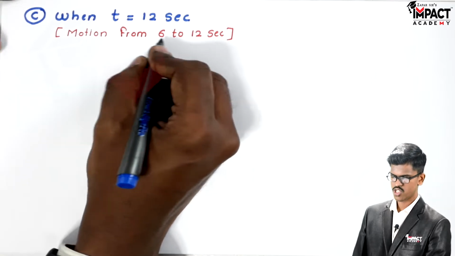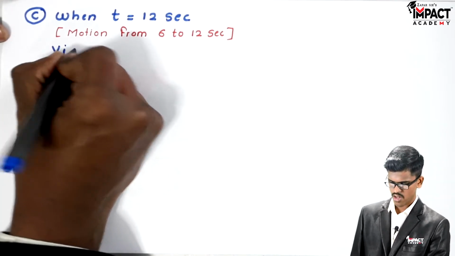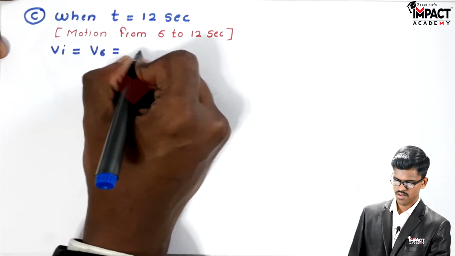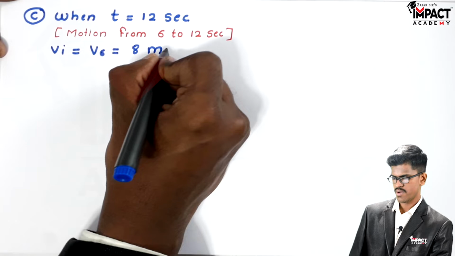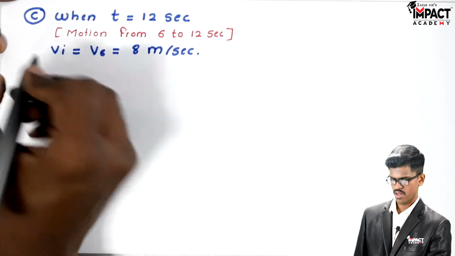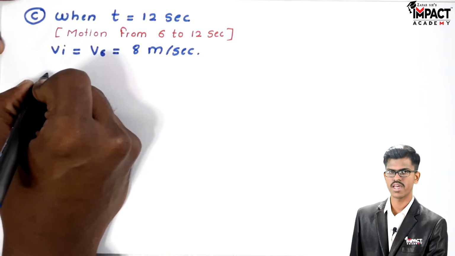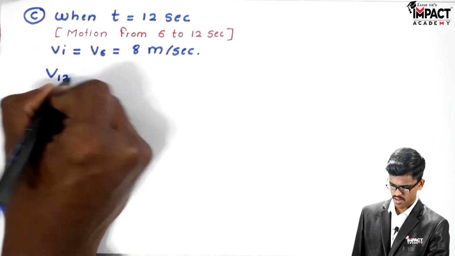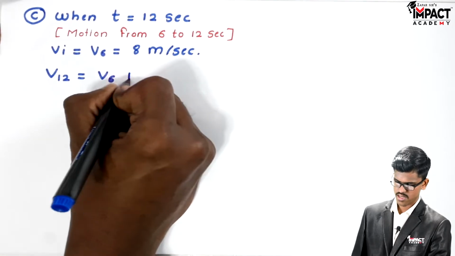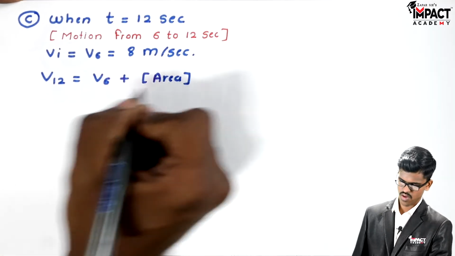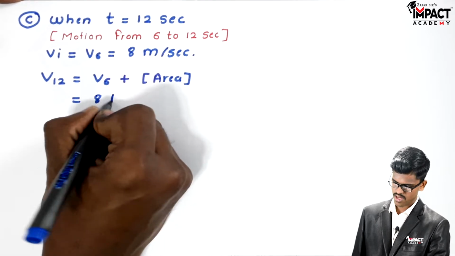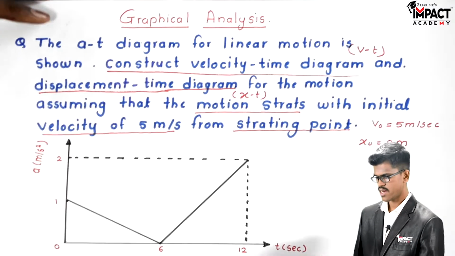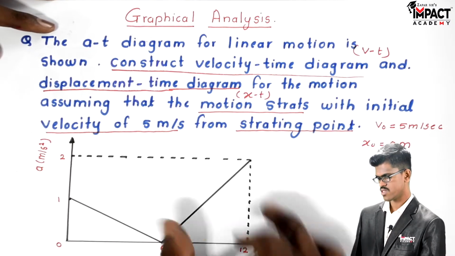So for motion from 0 to 6 seconds, initial velocity will be v6, not v0. Initial velocity will be v6, which we get as 8 meter per second. Then we use the formula that Vf is equal to Vi plus area under the curve. So V12 is equal to V6 plus area. V6 is 8, and the area is a simple right angle triangle. The formula will be half into base into height.